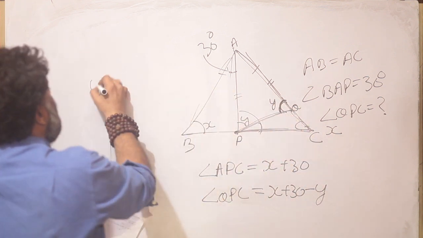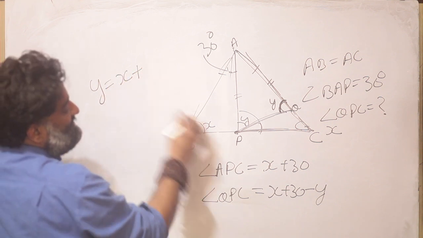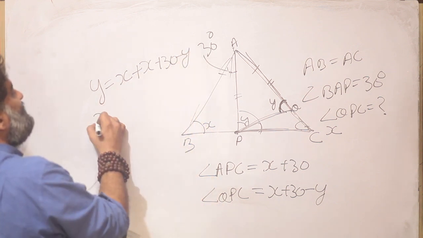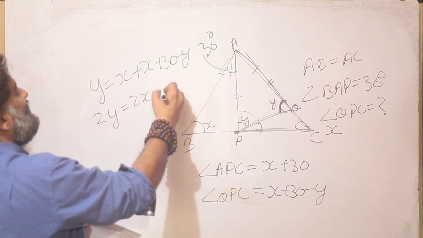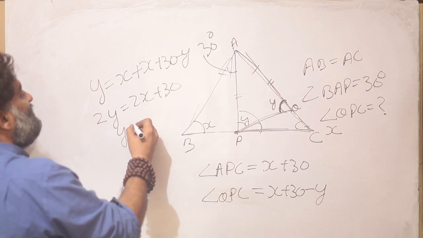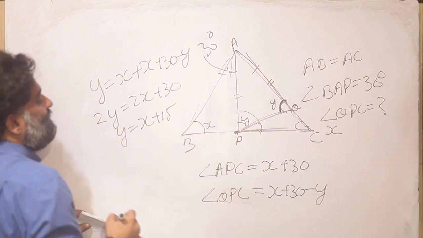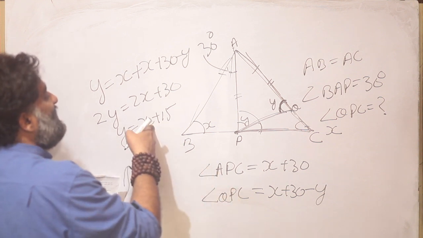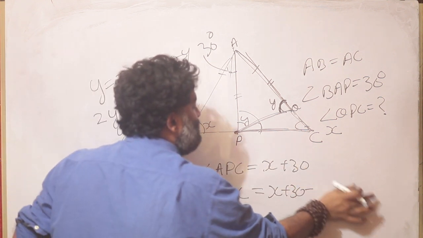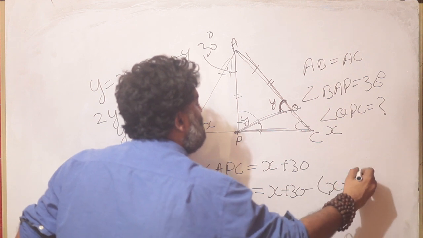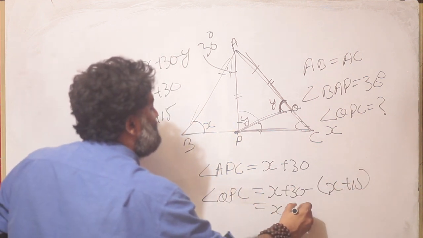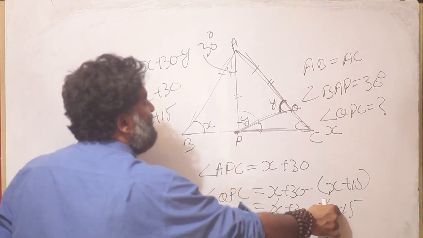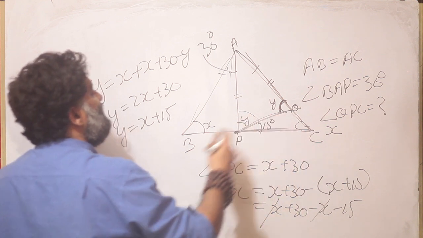So Y is equal to X plus 30 minus Y. So this Y goes here, you get 2Y, you have a 2X and a 30. Take 2 common from everywhere, you get Y is equal to X plus 15. And I wanted to figure out the value of angle QPC. You are just saying Y is equal to X plus 15. So instead of this Y, write X plus 15. Solve this: X plus 30 minus X minus 15. X gets cancelled. 30 minus 15, you get the value as 15 degrees.